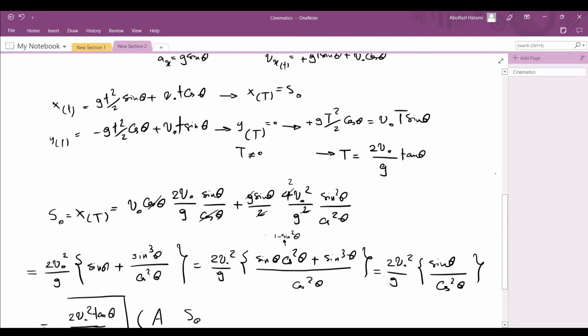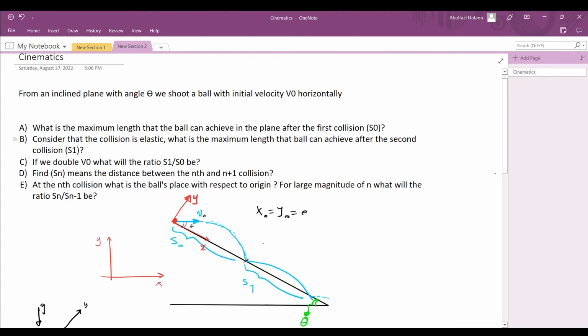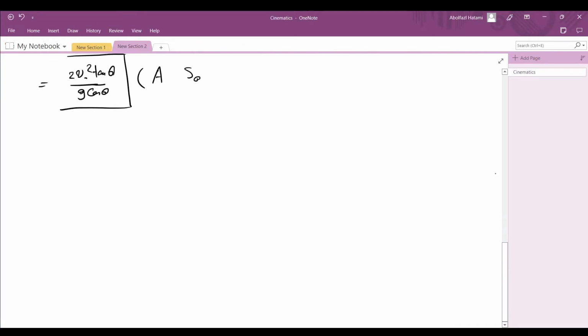Okay, let's solve part B. It says to consider that the collision is elastic. What is the maximum length that the ball can achieve after the second collision? It means it wants us to calculate S1, which is the distance between the first collision and the second collision. We can solve this by changing our system of coordinates and putting it at the place of the first collision.